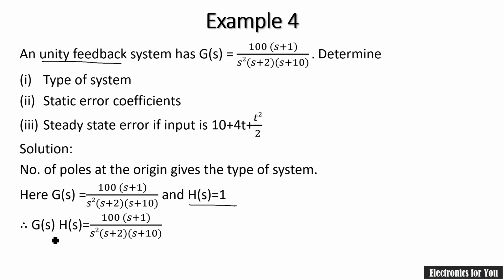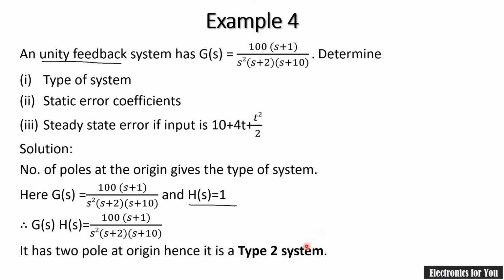Okay, so this is our equation, and we have to find the type of system. The type of system is the number of poles at origin for an open loop transfer function. This is the open loop transfer function, and the number of poles means the power of S. Here the power of S is 2. It means that it is a type 2 system, as 2 poles are at origin, and hence it is a type 2 system.